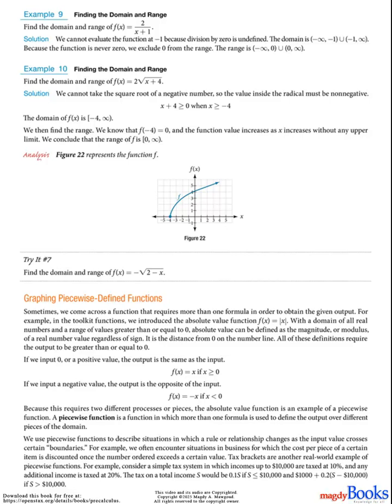For example, consider a simple tax system in which incomes up to $10,000 are taxed at 10%, and any additional income is taxed at 20%. The tax on a total income, S, would be 0.1 S if S is less than or equal to $10,000, and $1,000 plus 0.2 times (S minus $10,000) if S is greater than $10,000.